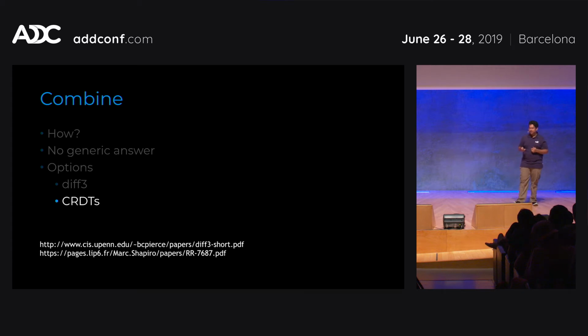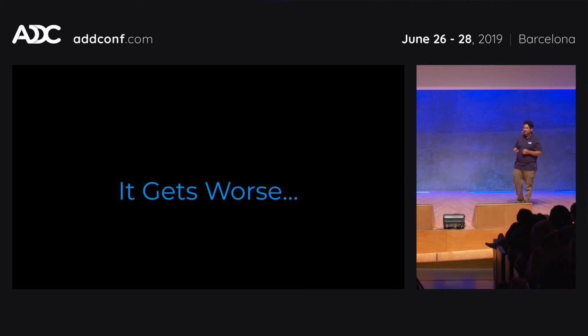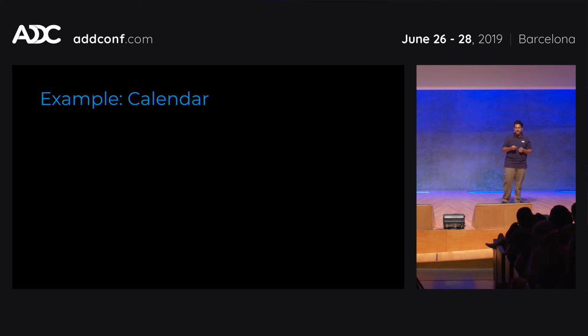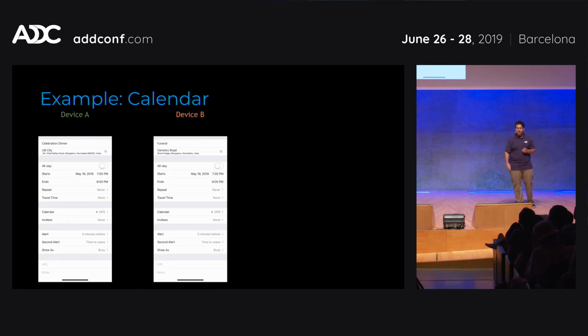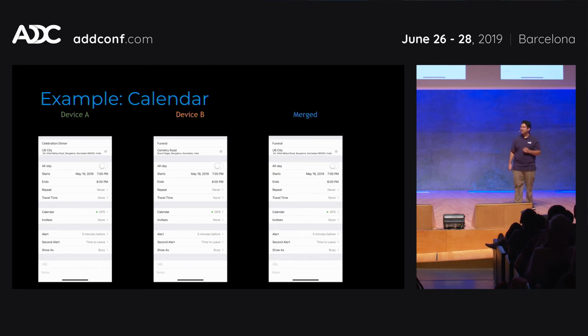OK, so we think we have a solution, right? But it gets worse. Let's look at this example of a calendar. Let's say on one particular device, I've got this data on an event. For those of you who aren't familiar with UB City, which I'm assuming is none of you, it's a very popular mall in my hometown where there are a lot of restaurants, a fancy place. So we'll say we're going to do a celebration dinner. And on another device, we change that to funeral at Cemetery Road. Now, I'm assuming you can predict the next thing, which is you end up doing a funeral at UB City, or worse, you end up doing a celebration dinner at Cemetery Road.